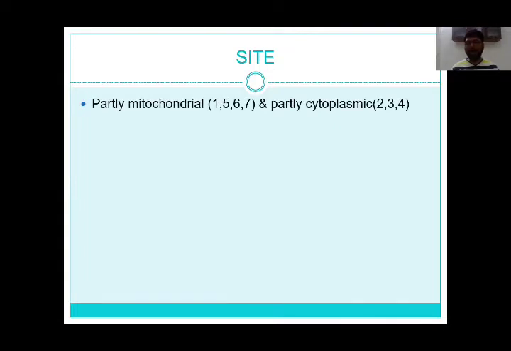Under site, you should always explain 2 things. The first one is inside our body, in which organ or in which tissue it takes place. Second, inside the tissue, in which organelle it takes place. So first we will see in which organelle it is taking place. A few reactions of the heme synthesis take place in mitochondria, whereas the remaining take place in the cytoplasm. Which reactions take place in mitochondria and which in cytoplasm, I will explain in the coming slides. As of now, you just remember that it takes place partly in mitochondria and partly in cytoplasm.